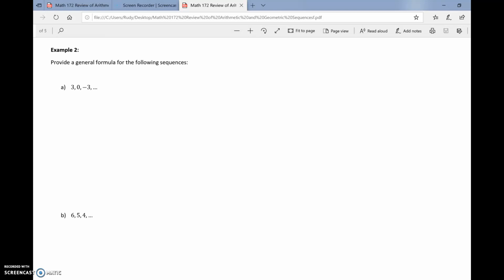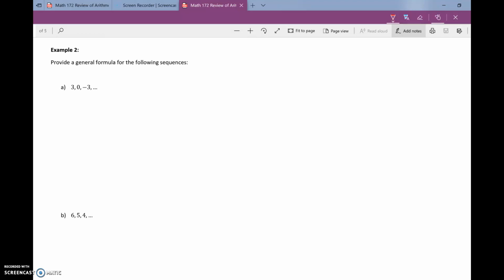Hi class, let's take a look at example 2. And when they mean to find the general formula on these problems, they want a sub n. So technically, we're looking for a generic formula. In this case, they mean a sub n.